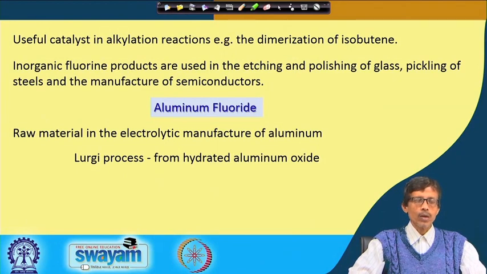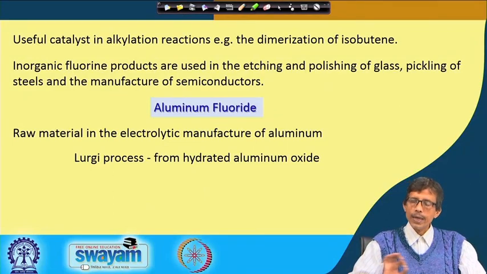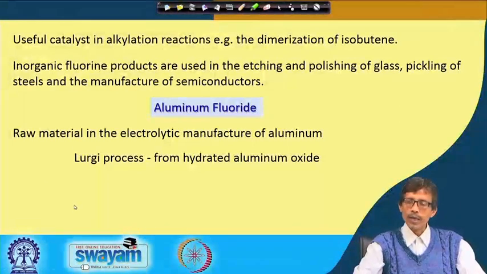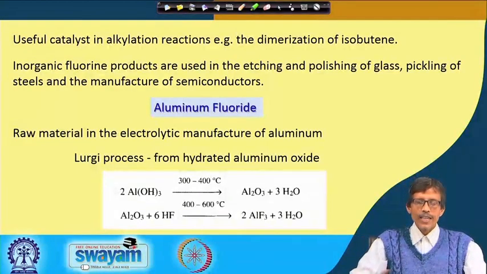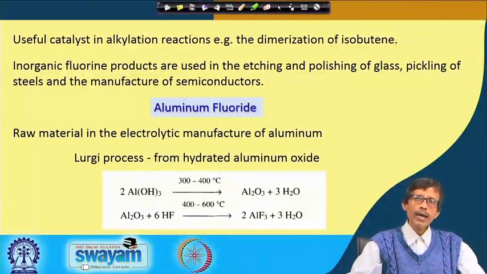One particular process is the Lurgi process. The Lurgi process starts from hydrated aluminum oxide, that means hydrated alumina or the bauxite you use. Since we are considering it as a hydrated aluminum oxide, if it is hydrated and you have a large amount of water of hydration, what do you write? You write the formula of this Al2O3 as Al2O3 center dot 3H2O.